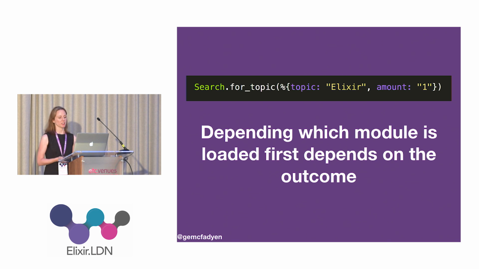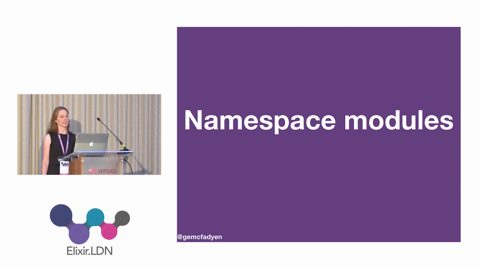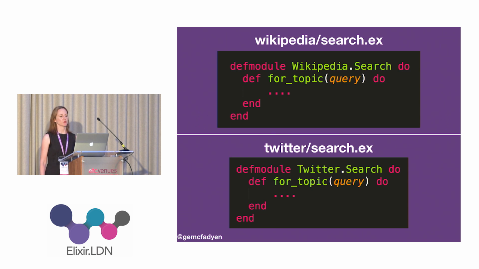So the way that we worked around that was to explicitly namespace the modules so that we had Wikipedia search and Twitter search.